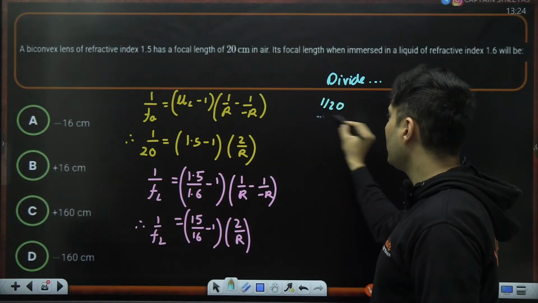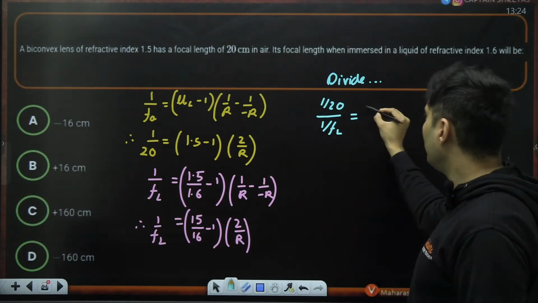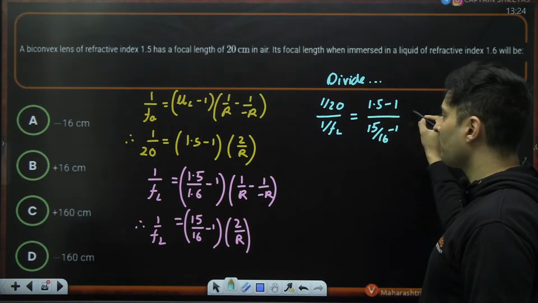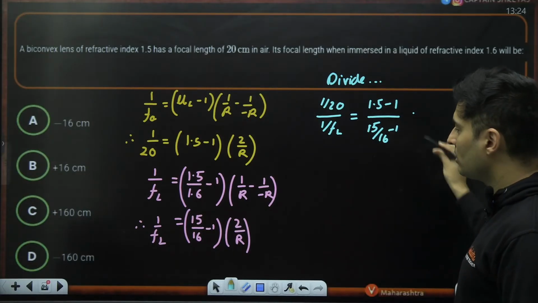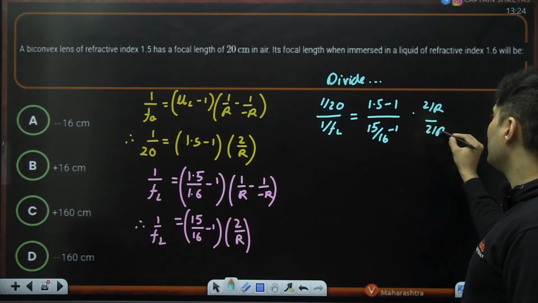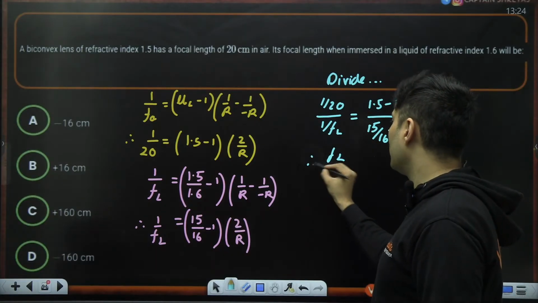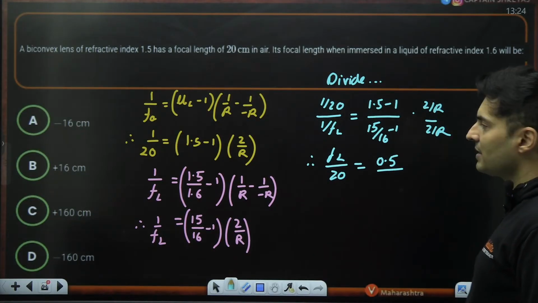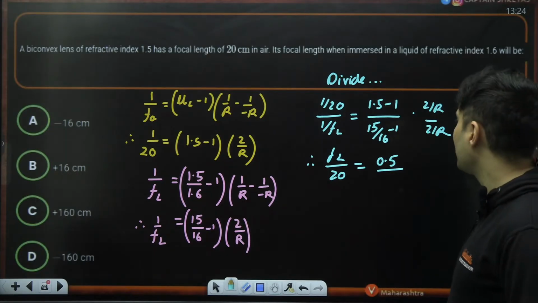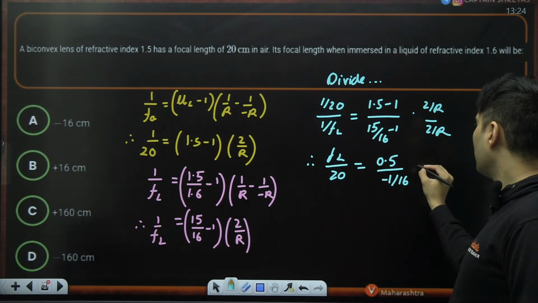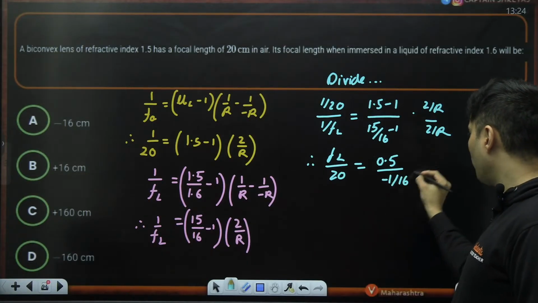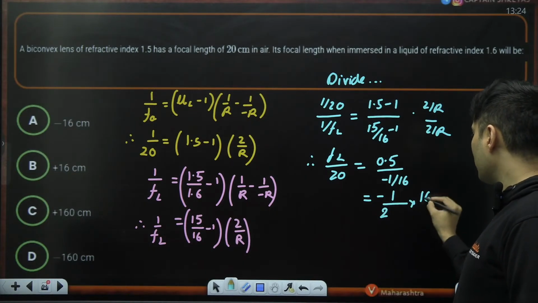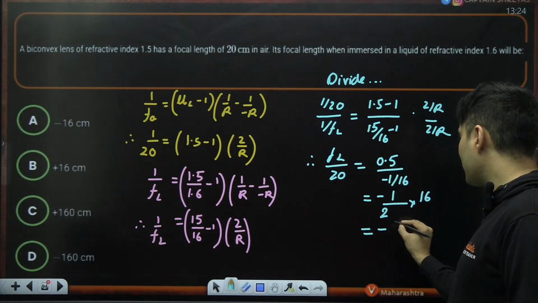So 1 by 20 by 1 by focal length will be 1.5 minus 1 divided by 15 by 16 minus 1. 2 by r and 2 by r will just cancel out. So focal length will go on the top, 20 will be over here. This will be 0.5, of course. 15 minus 16, that is minus 1 by 16. So 0.5, guys, is nothing but half. So 2 will be there over here and 16 will be there on the top. So this will be minus 8, I believe.